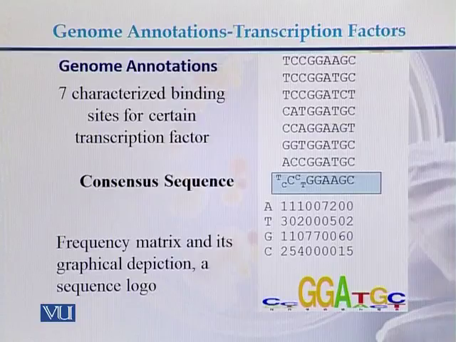And the consensus sequence has been shown as CC, CT, G, AA, and GC. Frequency matrix and its graphical depiction, the sequence logo, as CC, GG, AT, and GC. So with the help of these sequences, we can perform the genome annotations.